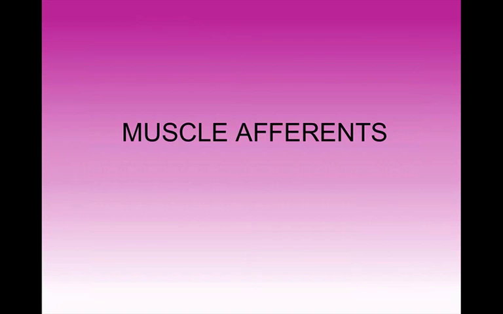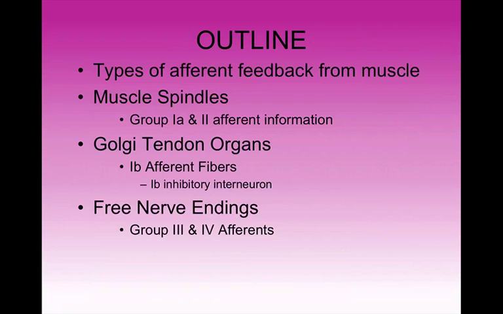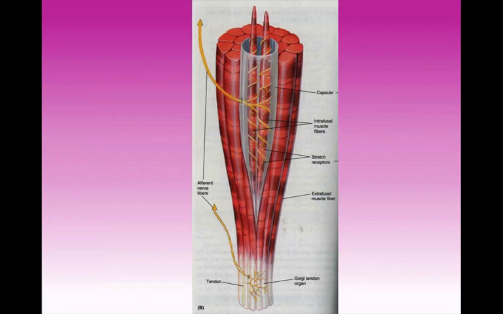Okay, I'm going to switch gears now. We're going to talk about muscle spindles and Golgi tendon organs. I am going to try and go through this reasonably quickly because I hope this is a review. We'll see how we do here. So we're going to talk about the types of afferent feedback we get from muscles. We'll talk about spindles, Golgi tendon organs, and free nerve endings.